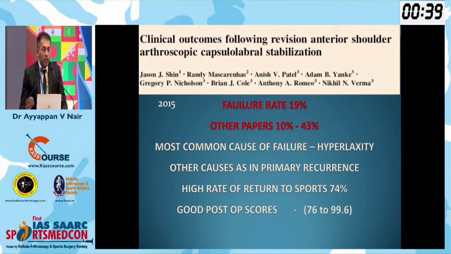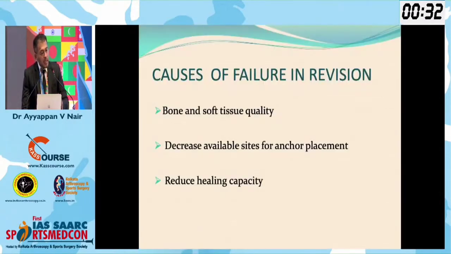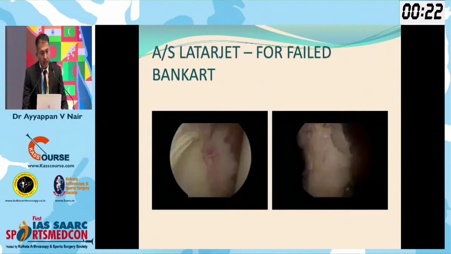43% is a huge recurrence after a revision Bankart. The reasons are these: because of soft tissue quality, the available sites for suture anchor placement are much fewer, and the healing capacity overall in a revision scenario is less. So what is my surgery of choice?